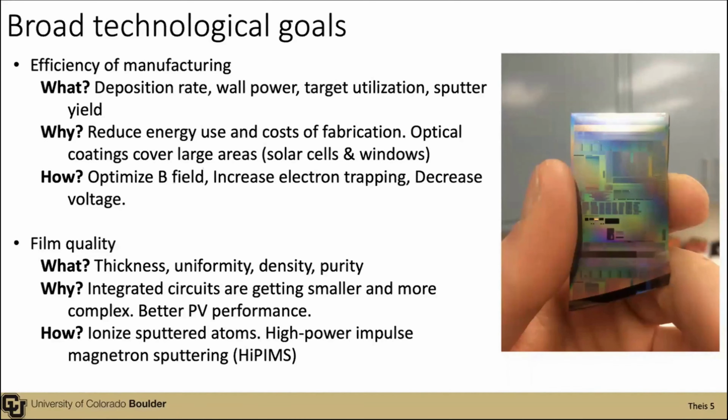I've broken out some of the technological goals into two categories. One is efficiency in manufacturing. The other is film quality. For efficiency of manufacturing, what is it? It's improving the deposition rate, decreasing the wall power, increasing our target utilization.